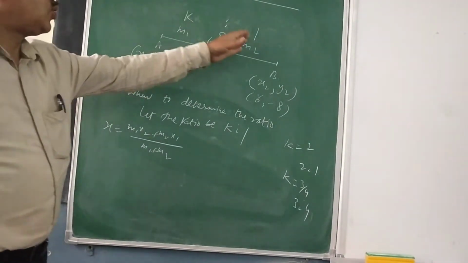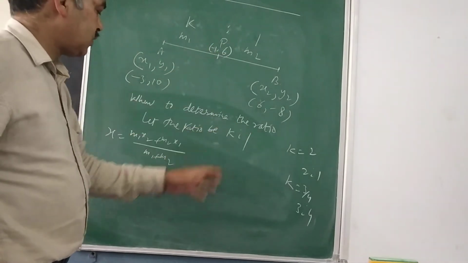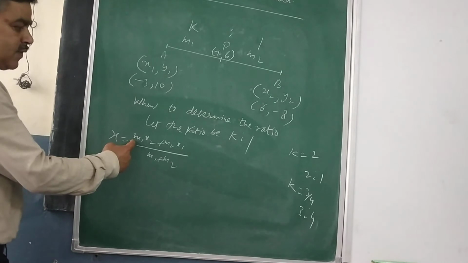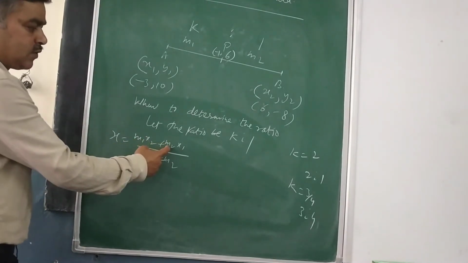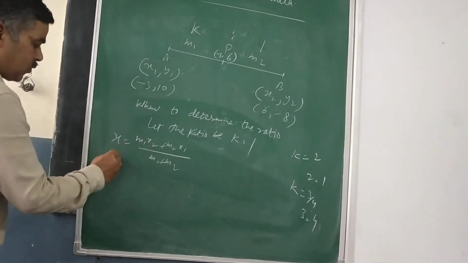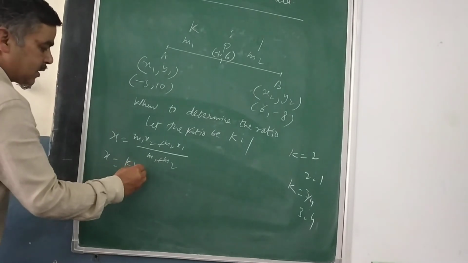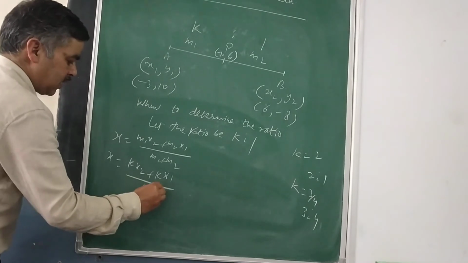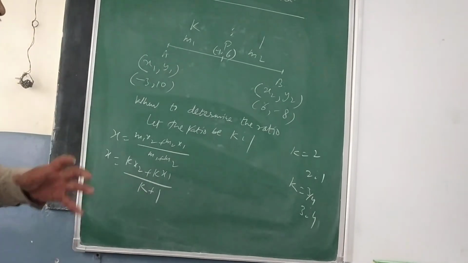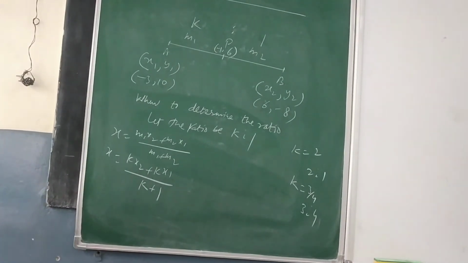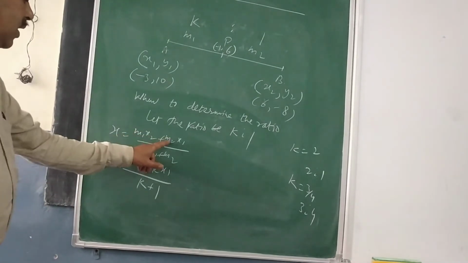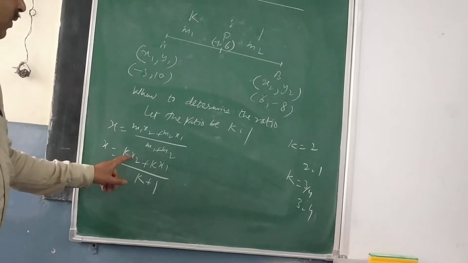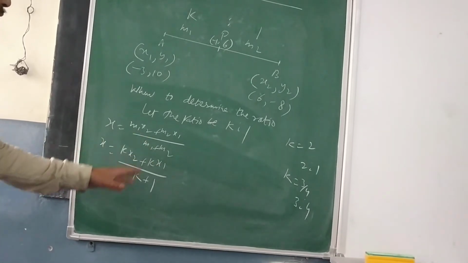So m1 and m2 I have already reduced to the ratio k ratio 1. Now m1 is k and m2 is 1. So in place of m1 you need to write k, and in place of m2 you need to write 1. So what it becomes? k x2 plus x1 upon k plus 1. I hope you followed what I said. This is m1, m2, m1 plus m2 which is k plus 1. m1 means k x2.